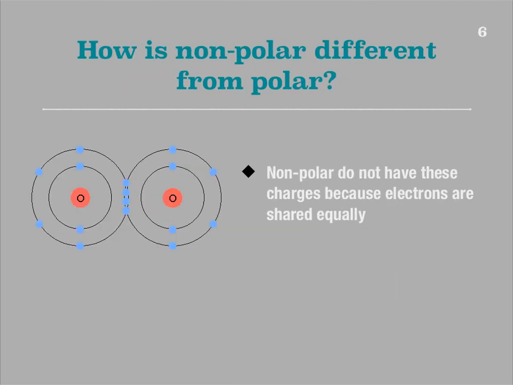The difference between a nonpolar molecule and a polar molecule is that nonpolar molecules do not have charges because the electrons are shared equally. They're spending equal time going around both atoms, and as a result, you don't get these charges. The charges from polar molecules can form something called hydrogen bonds. Okay, so hydrogen bonds are formed in polar molecules, and nonpolar molecules do not form these hydrogen bonds. We'll talk more about those later.